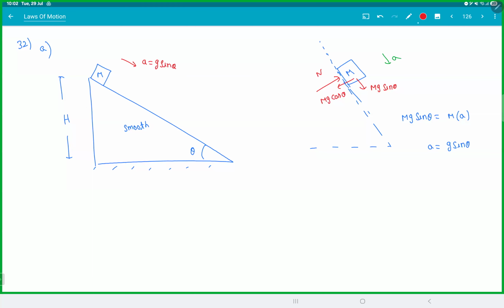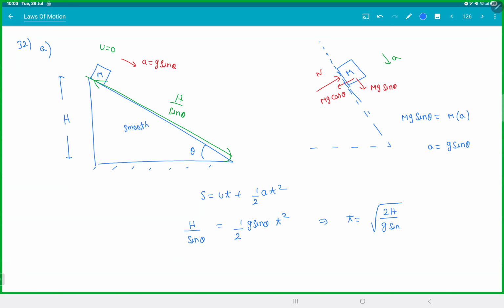If this is height h, that means this incline ka length will be h by sine theta. Initial speed 0. Since acceleration is constant, I can use my kinematics equations. S is equal to ut plus half at square. S will be h by sine theta, initial speed 0, acceleration g sine theta. Therefore, time will be root over 2h by g sine square theta. You can simplify it further, but clear with this?